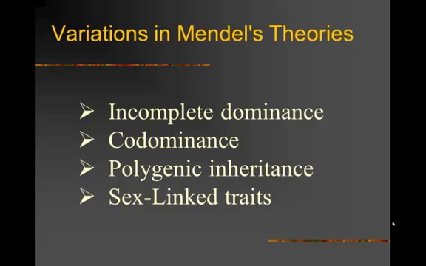All right, here's the variations. These are some things that Mendel did not learn and did not recognize when he was working on the pea plants. And we're going to talk about each of these and what they mean. Some of them we will actually be doing some genetic problems with. There's incomplete dominance, there's codominance, there's polygenic inheritance, and there's sex-linked traits.